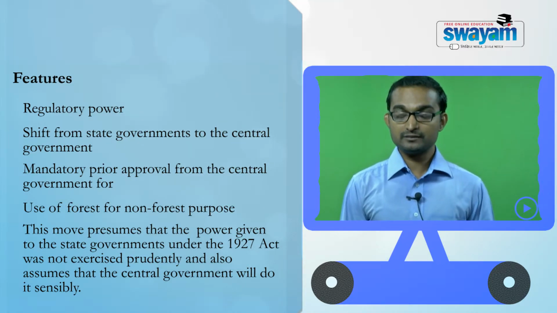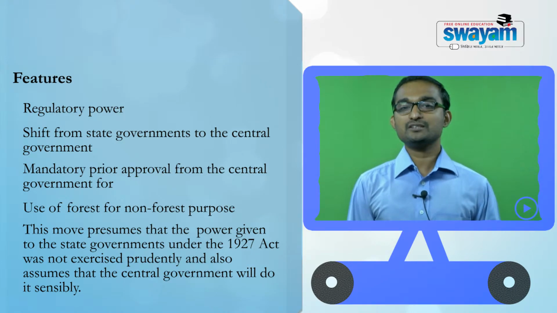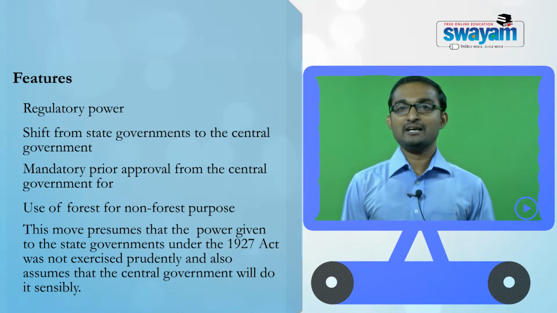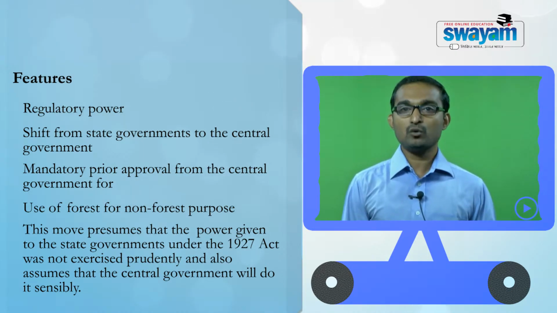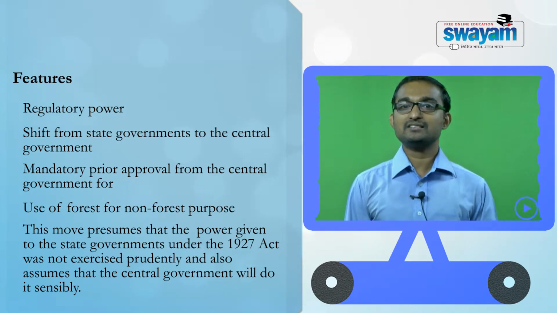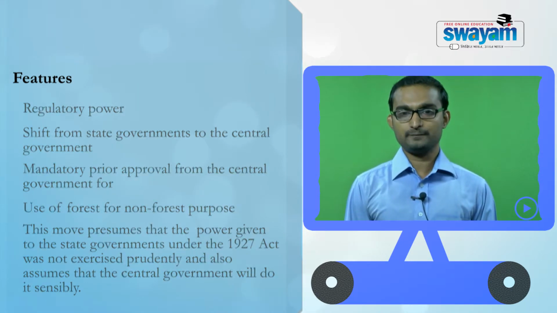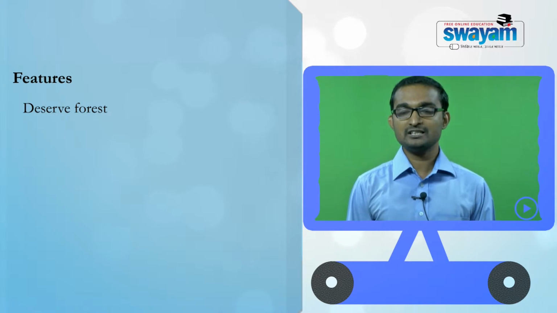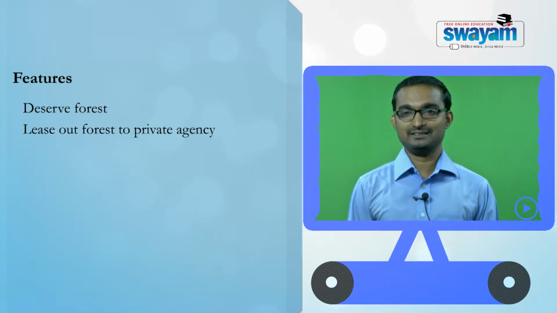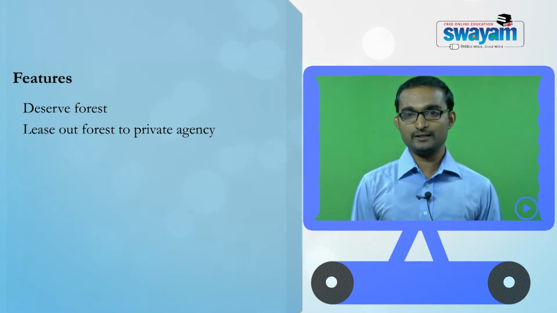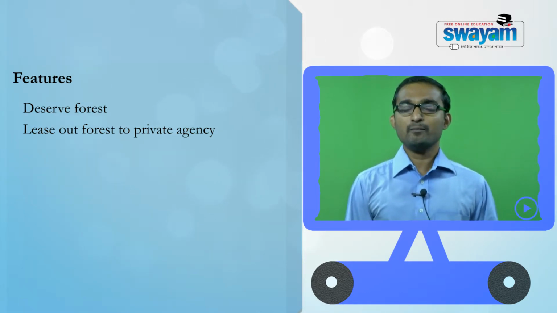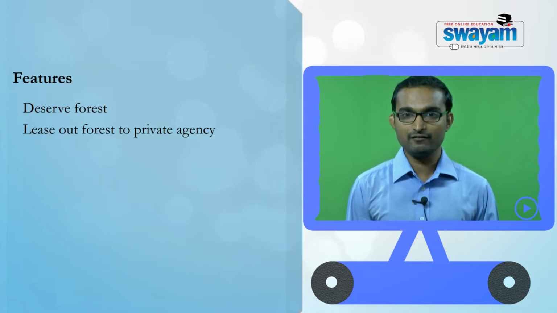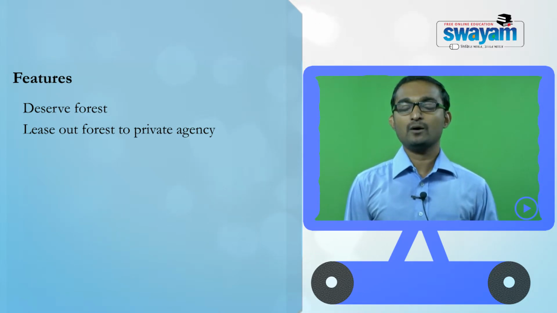So this 1980 statute shifted major power from the state government to the central government, so that all activities to use forest for non-forest purposes required mandatory prior approval from the central government. Two other purposes which also required prior approval from the central government are to de-reserve forest and also to lease out forest to private agencies. That means when we look at these provisions all together, the idea was to concentrate more regulatory powers on the central government, so that major powers exercised by the state governments during the 1927 Act were taken away.